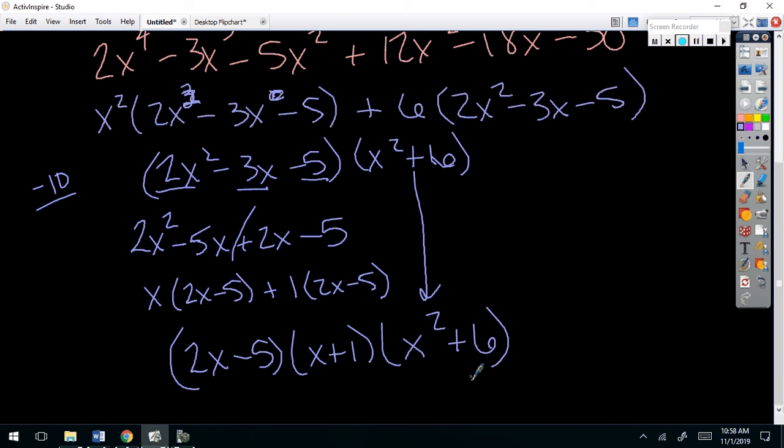Now we haven't solved yet, and we will be solving. I've got a couple more little things to show you with factoring of polynomials before we do. Let me give you yours.